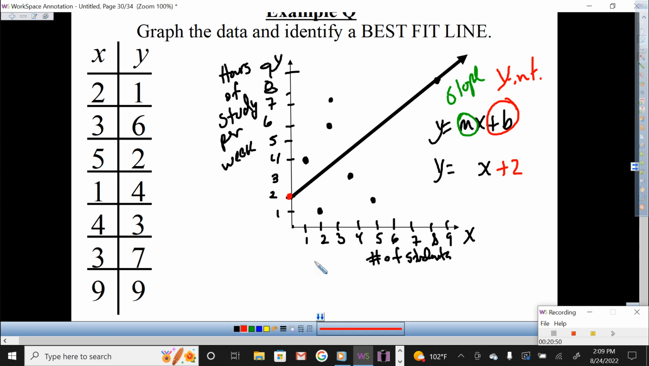Okay? So let's see. I want to dig deep into your noodle. Ready? Think about slope. How can I compute a slope of a straight line? Talk to those of your neighbors, see if they remember. How can I compute the slope of a line?